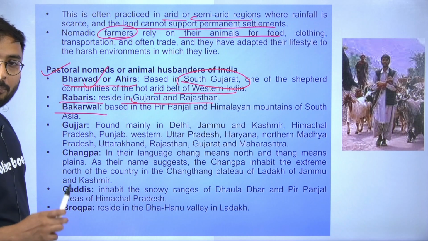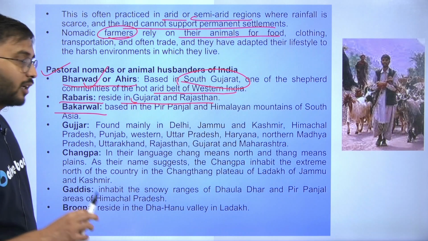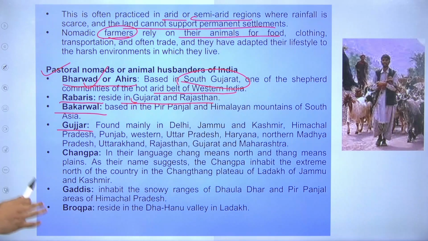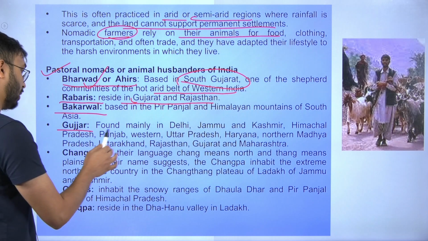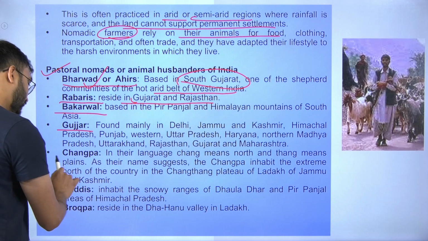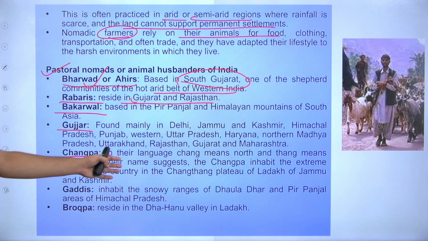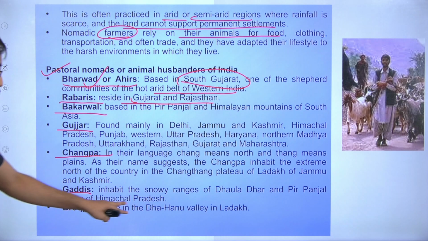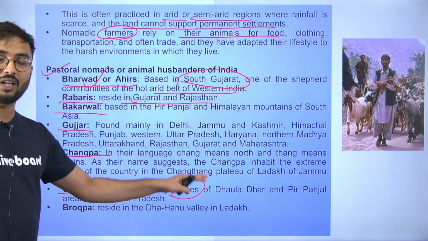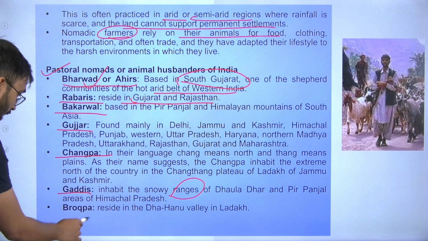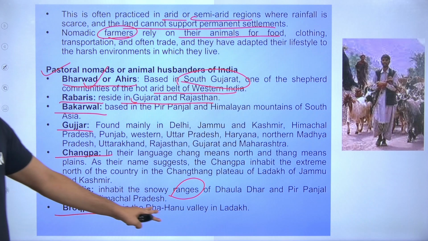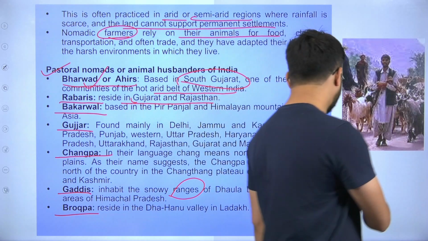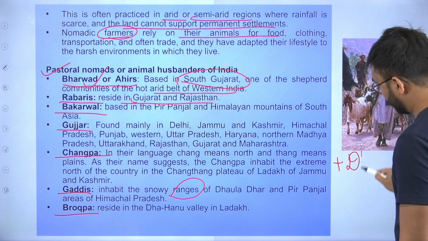Bhakrawal community from Pir Panjal and the Himalayan mountains, that is Uttarakhand and Himachal Pradesh. Gujjar community, of course, from Haryana, Delhi, Jammu region, Western UP, Punjab, etc. Then Changpa, from Ladakh of Jammu and Kashmir. Then come the Gaddis, who belong to the Dhauladhar region or Pir Panjal, again from Uttarakhand and Himachal Pradesh. Barokpa, again from Dhanu valley in Ladakh. Apart from that, there is one more community in peninsular India, that is the Dhangars.